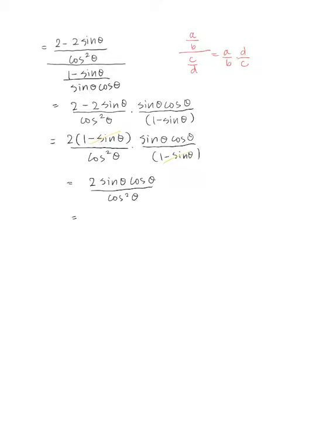Now cosine squared is the same thing as cosine times cosine, right? So okay, we can kill one of the cosines. Oh, look, I think we got it. So we have 2 times sine over cosine is tangent of theta. Is that what we wanted to prove? Let's go back. Prove. Goodness. So this is our right-hand side, and we're done.